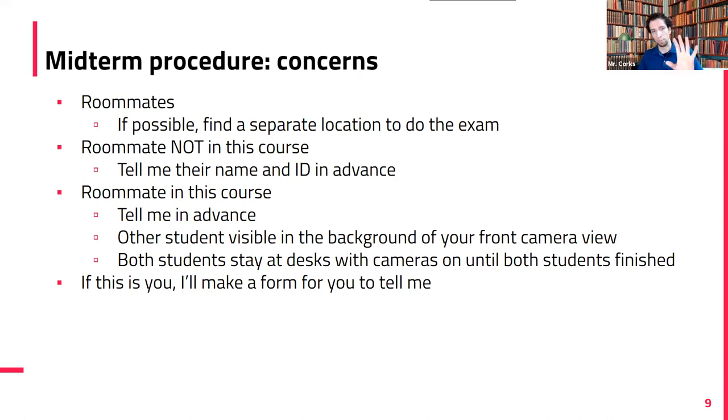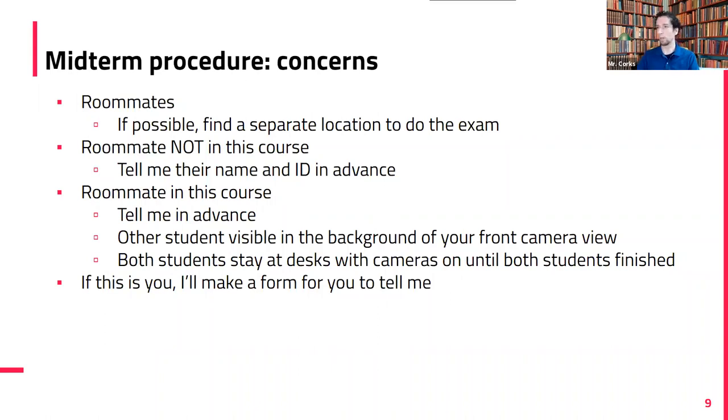And then if one student finishes the exam early, then they should stay in Zoom and at their desk until the other person is finished as well. And then once both students are finished, both students can leave. So that's the compromise. I think that's a reasonable and not too hard way of managing things if you do have a roommate who is in this course. Okay, all right, those are the concerns. That's everything I was reading.